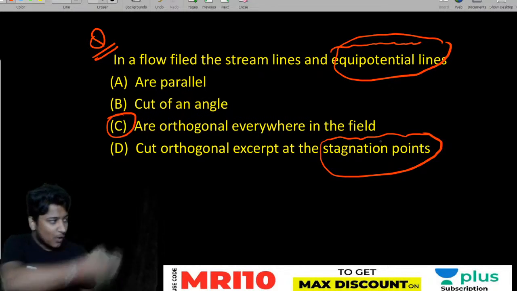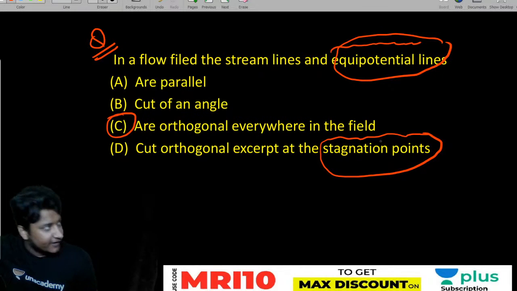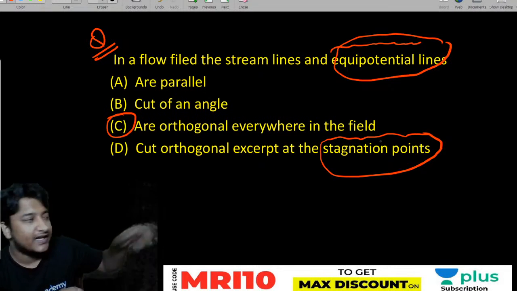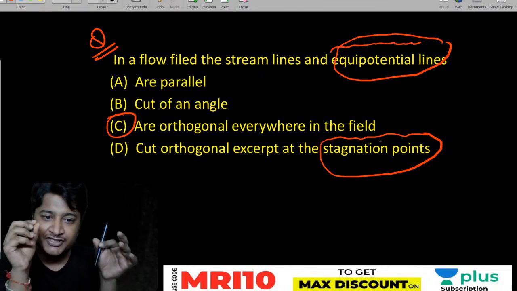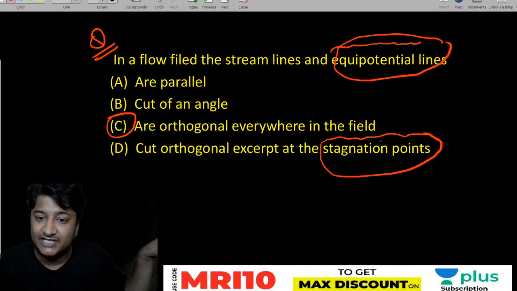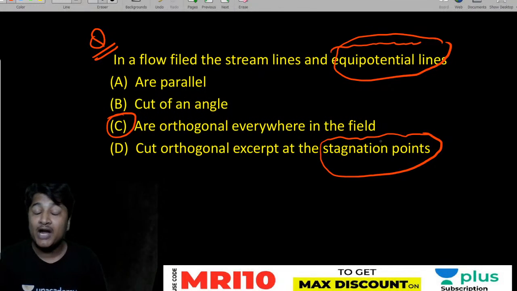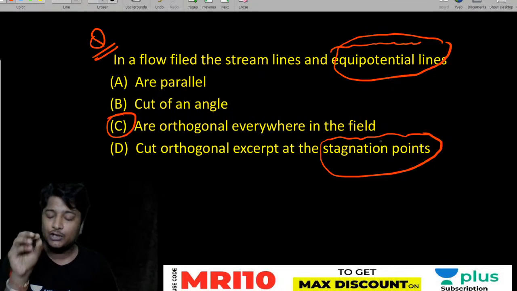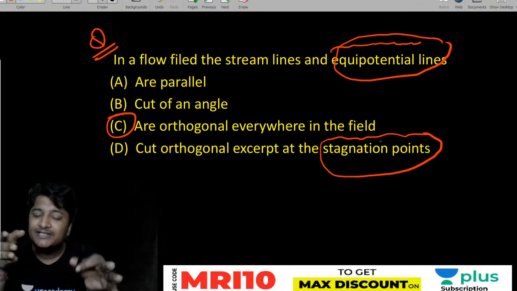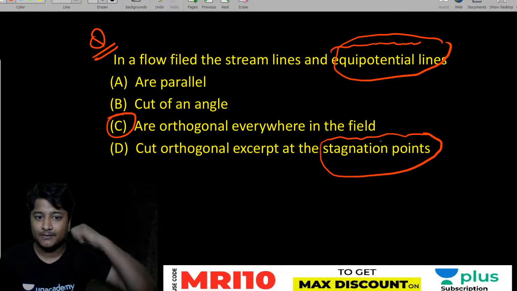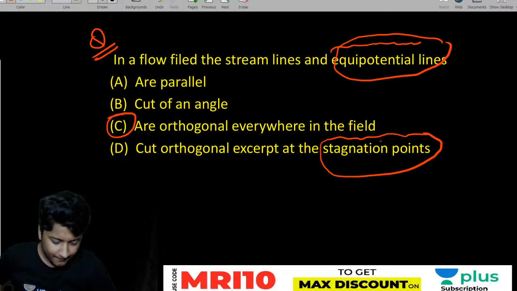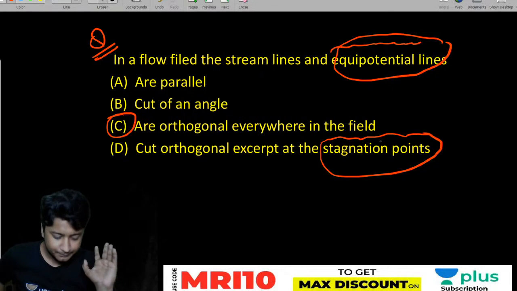For example, if you are throwing water on a wall, when that water hits the wall, at that point of hitting, the velocity will be zero. So that point we call a stagnation point. So at that point, if the velocity is zero, can you tell me, can we draw the streamline at that point? If the velocity is zero at that point, can you draw the streamline? Yes or no? I'm asking all of you.